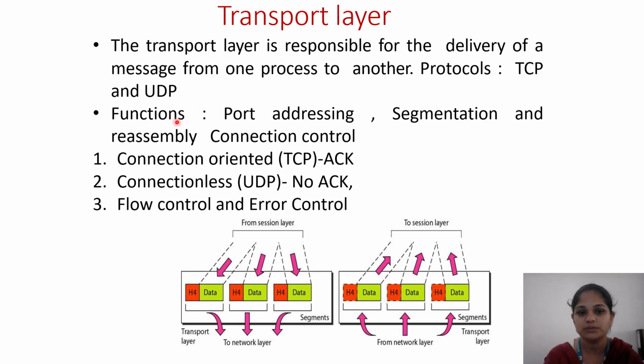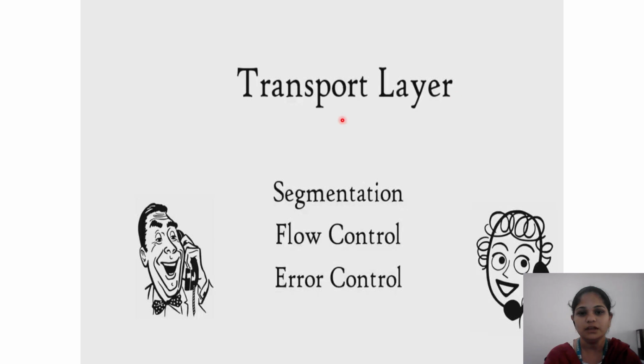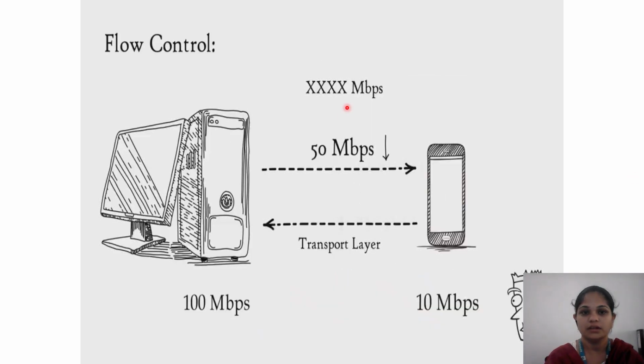Here the functions of the transport layer are listed. One is port addressing, which is the main function of this transport layer, then segmentation and reassembly, and connection control. The connection-oriented TCP will have acknowledgement because it is connection oriented. The connectionless protocol is UDP, so it has no acknowledgement because there is no connection between the sender and the receiver. Another main function of the transport layer is flow control and error control. So segmentation, flow control, and error control are the main parameters which will be happening inside the transport layer.